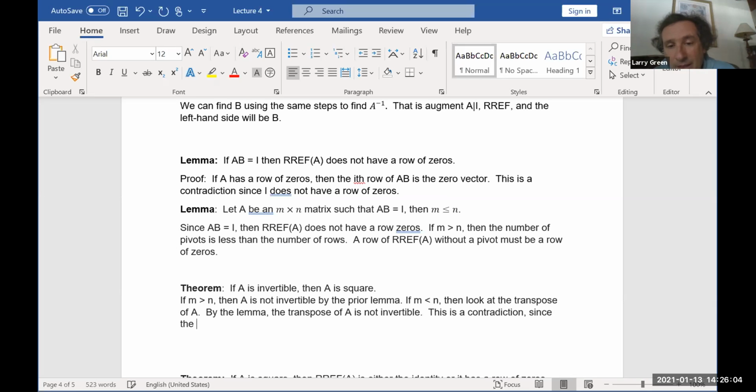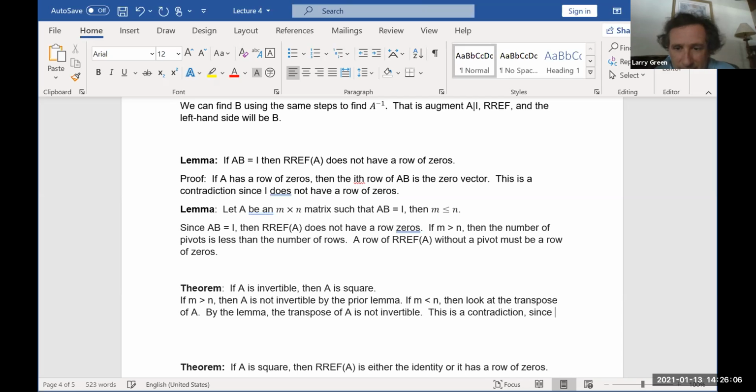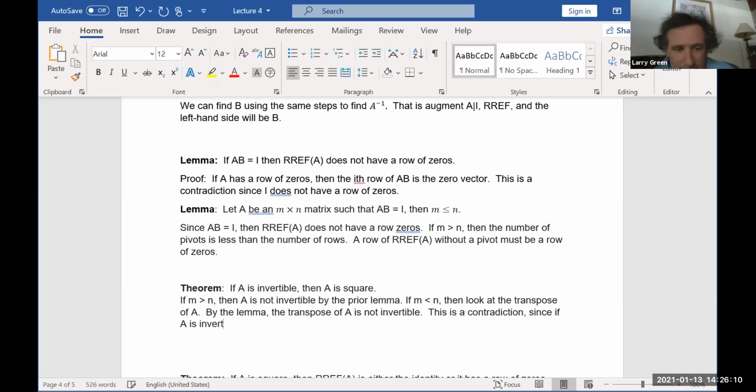Since if A is invertible, we have a formula for the inverse of the transpose of A. But if you have a formula for the inverse of the transpose of A, it is invertible, right? If you know how to find it, then it exists. So therefore, A is square.